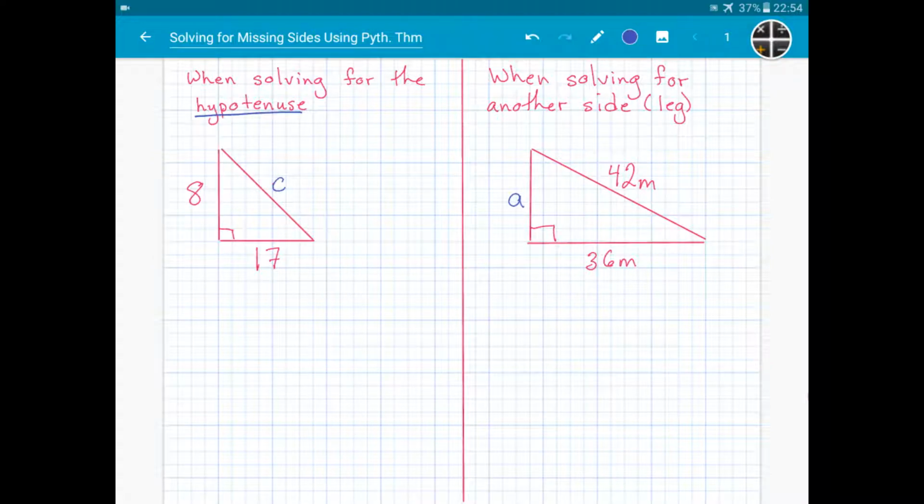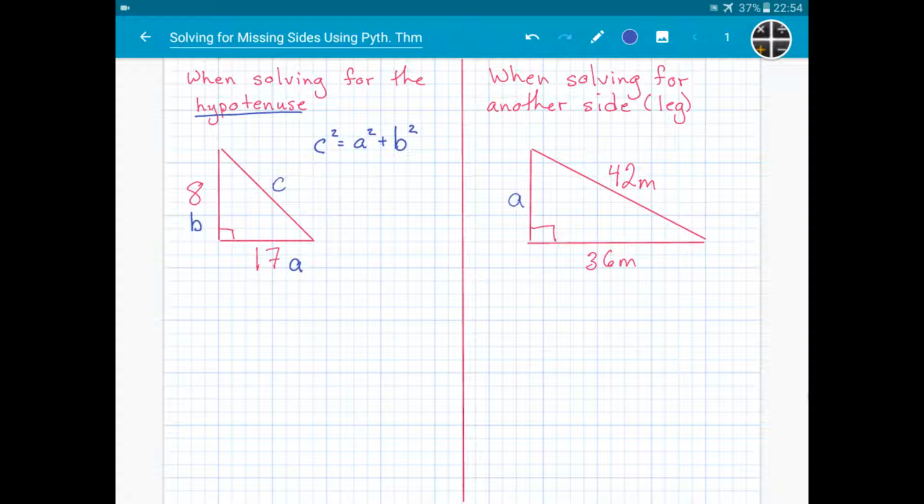First thing you want to do is write out the formula that you're going to use. So in this case, we're going to be using c squared is equal to a squared plus b squared. Now, a and b are interchangeable. It doesn't matter which side you label a and b. So let's just label this side a and this side b.